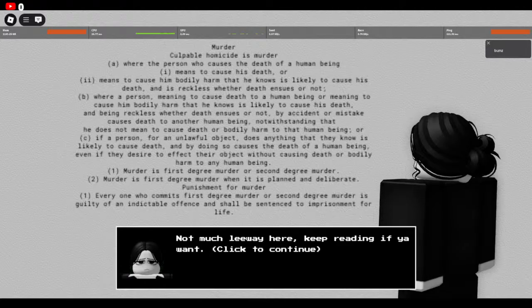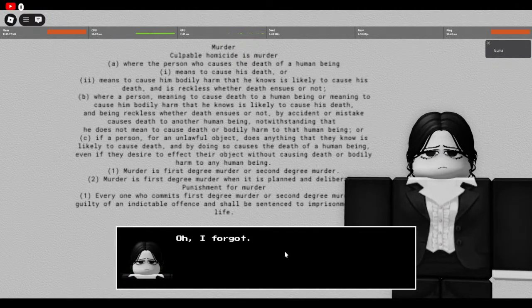Murder is first degree murder or second degree murder. Murder is first degree when it is planned and deliberate. Punishment for murder: everyone who commits first degree murder or second degree murder is guilty of an indictable offense and shall be sentenced to imprisonment for life. I don't know what that says.